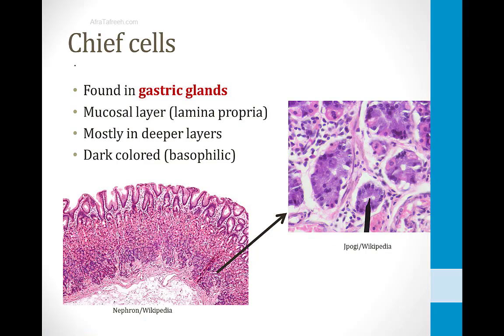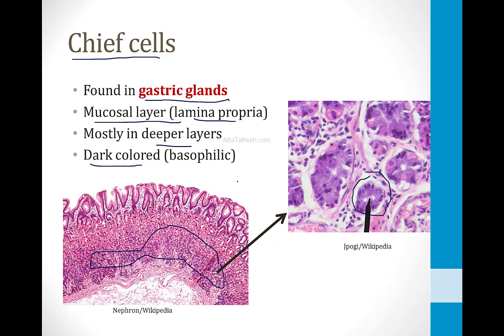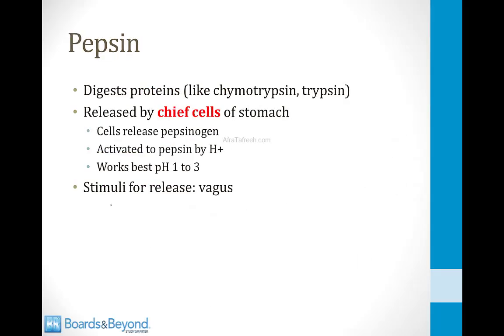Besides parietal cells, there is another important secretory cell type in the stomach, and those are the chief cells. These are also found in the gastric glands. They're also found in the mucosal layer in the lamina propria. They tend to be more in the deeper layer. They are dark colored or basophilic, and you can see there are more dark colored cells here in the deeper layer of the lamina propria. And if you zoom in, you can see these purple cells right here. Those are chief cells. And the important role of the chief cells in digestion is to secrete pepsin.